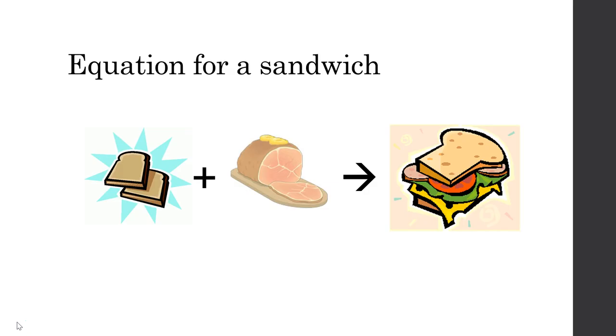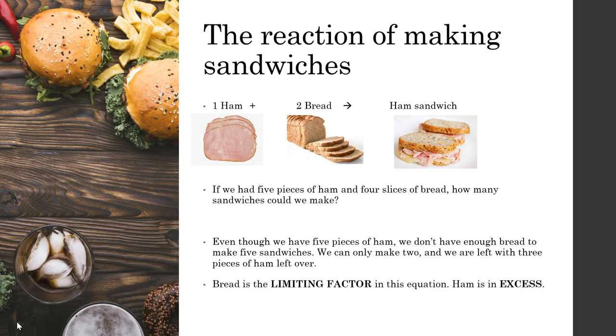Easiest way to think about this is if we think about an analogy to a sandwich. When we make a sandwich, we want two slices of bread, we want some fillings. When we put the filling and the two slices of bread together, we get a sandwich. And we can call this the chemical equation for a sandwich. So going on with this idea, if we look at the reaction of making sandwiches, we're going to make some pretty simple and basic sandwiches.